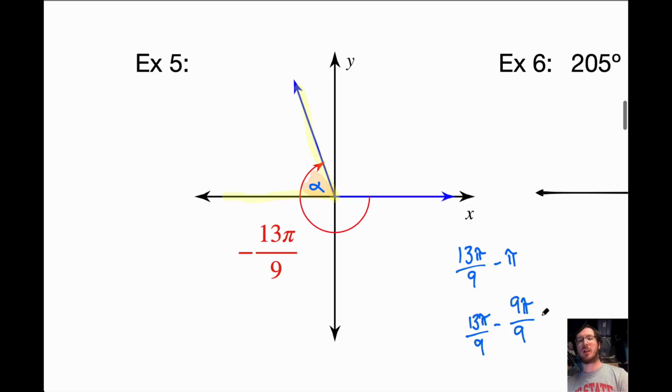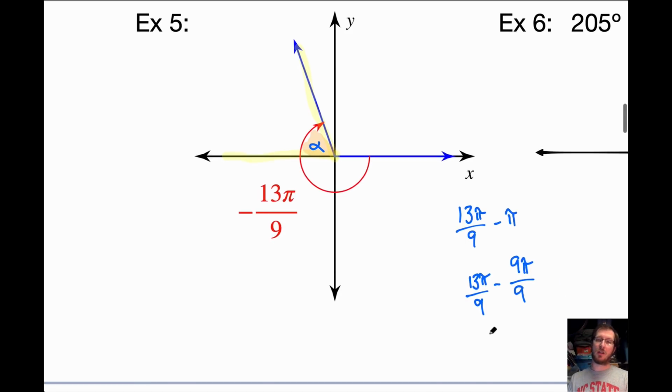So 13 pi over 9, take away 9 pi over 9, leaves us with 4 pi over 9. And 4 pi over 9 is going to be this alpha here. That's going to be our reference angle. Okay, it's an acute angle. It's less than pi over 2. And that's what we're looking for.